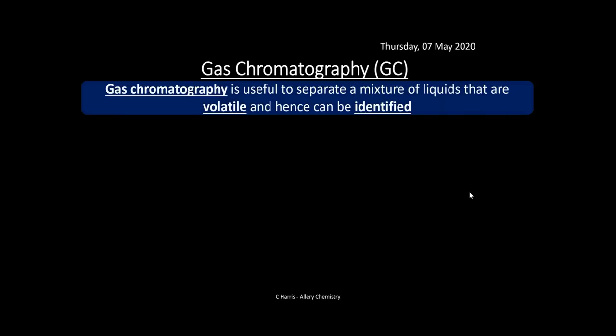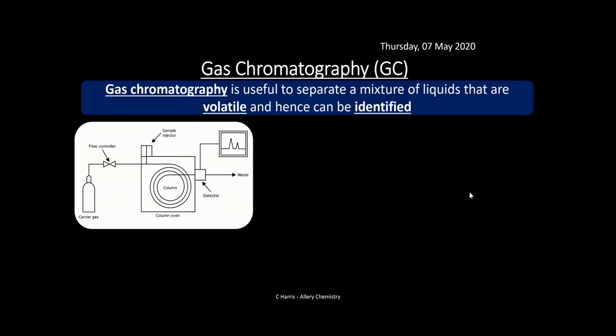Okay, so let's look at this one. This one I mentioned before. This is still chromatography, but it's a different type of chromatography, and actually it's quite a specialised area, and it can be quite useful. This is called gas chromatography. Gas chromatography, or GC, is used to separate mixtures of liquids that are volatile, and hence they can be identified. So this is quite important. It's mainly used for separation, but we can identify them as well.